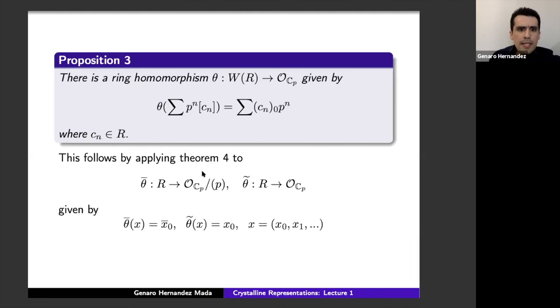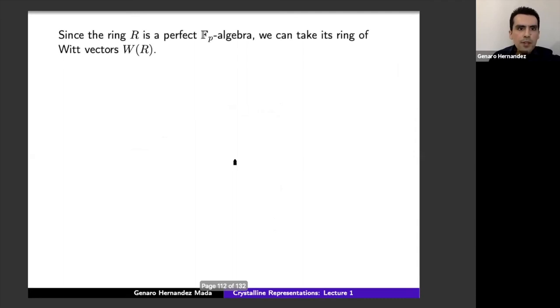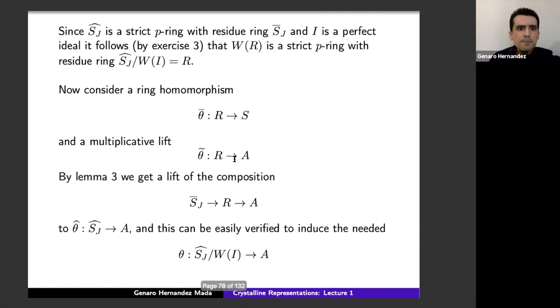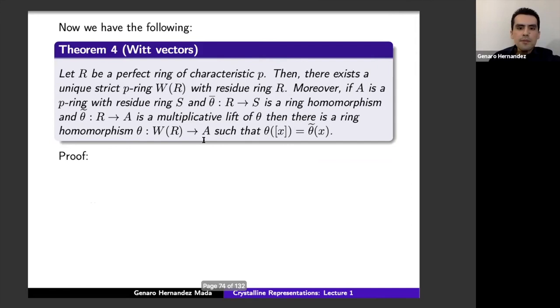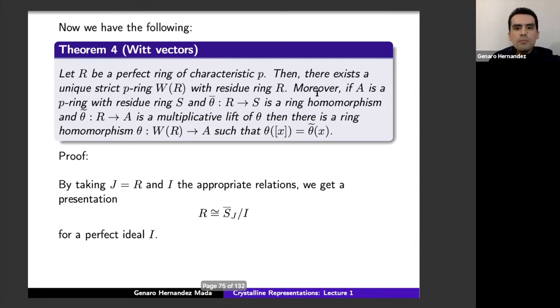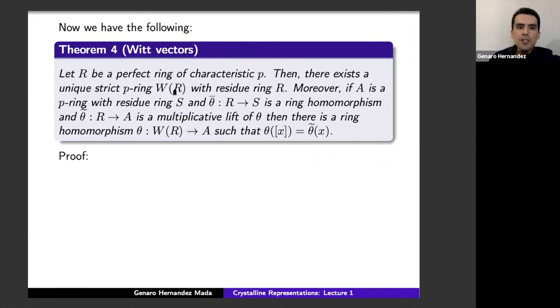So here we are going to apply theorem four. When we have the ring of Witt vectors and we have a ring homomorphism from the residue ring of W of R, I mean, what we started with, to the residue ring of A, and we have a multiplicative lift from R to A, we can get something from the ring of Witt vectors to A. I had a diagram here that I drew in red, but it's gone now. So never mind.